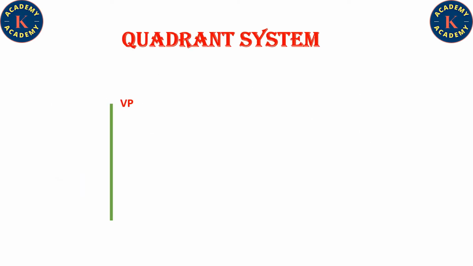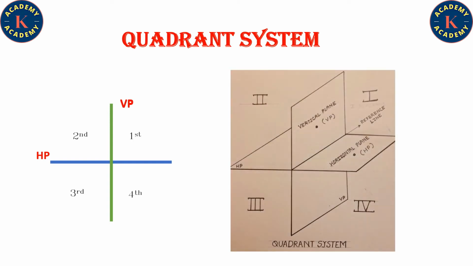For that we will first understand what is quadrant system. It has two planes intersecting each other at 90 degrees. This is vertical plane called VP and this is horizontal plane called HP. It has four quadrants. This is first quadrant, this is second quadrant, this is third quadrant and this is fourth quadrant. If we assume this is in a space and draw its three-dimensional view, it will look like this.